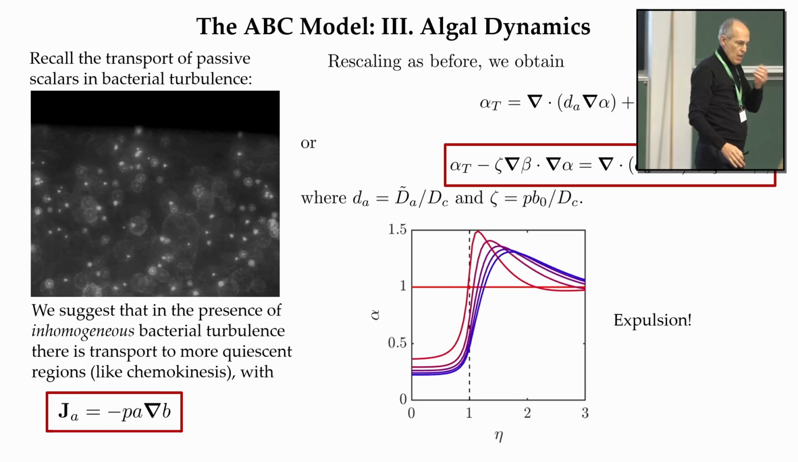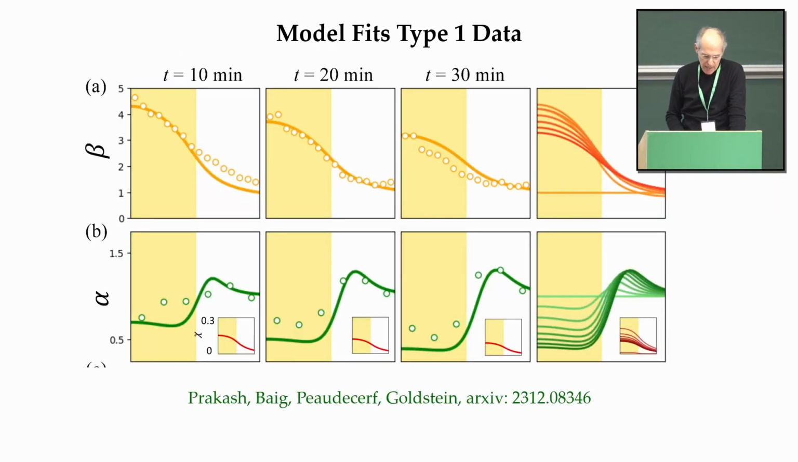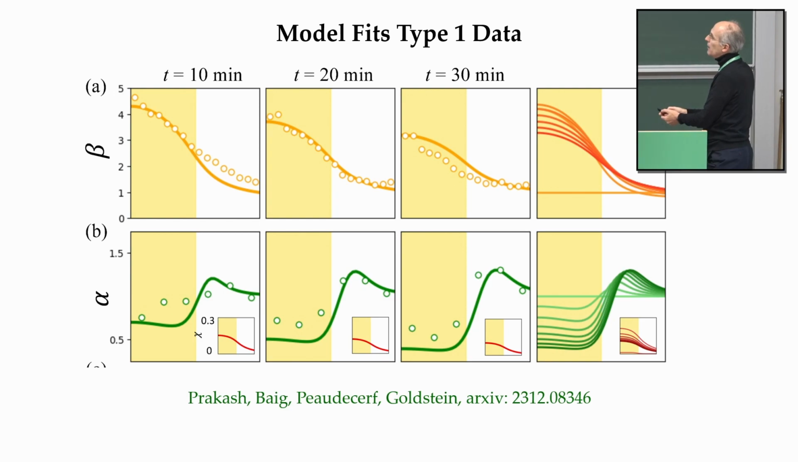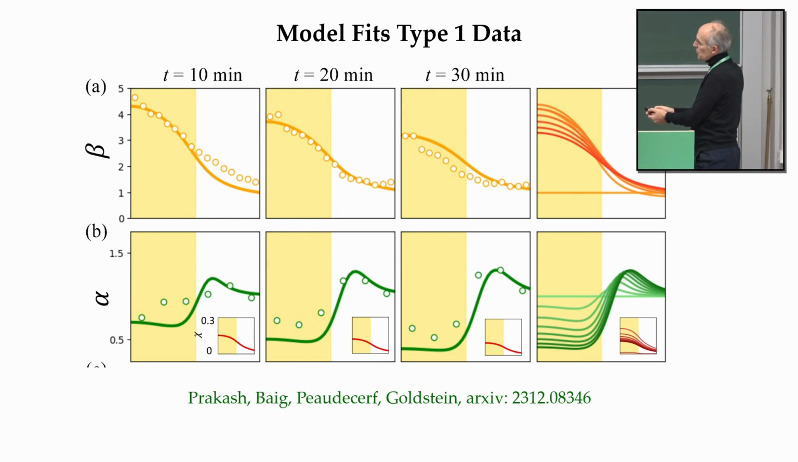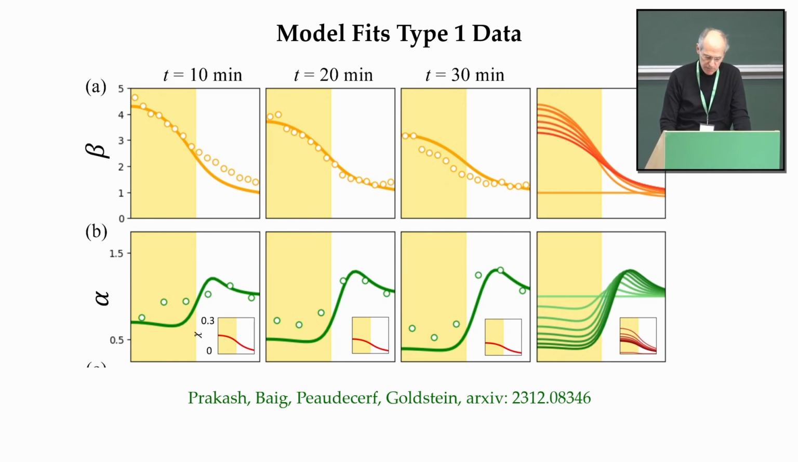Okay. So you can then try to actually fit the data to this using those constants. We have rough ideas of what they might be. And in this type 1 data, you see that you can pretty well accommodate the early behavior of the bacteria rushing in and the algae getting expelled. This is the eventual steady state profile of the algae. Okay, so that kind of explains the basic behavior of the type 1 expulsion.